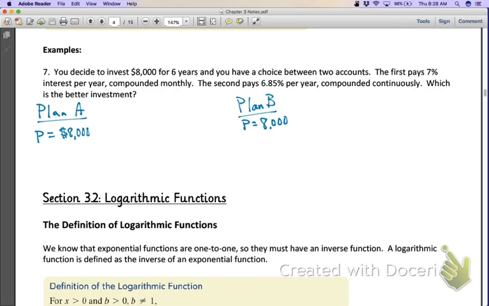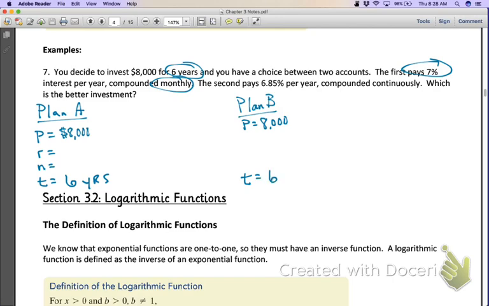Is plan A going to be continuously or is it compounded? Does it have a specific time in your first plan? It's monthly, right? So 7%, 6 years on both, compounded monthly. So in terms of our rate, our n, and our time, both of these are going to be 6 years. That doesn't change. So our time here is 6.